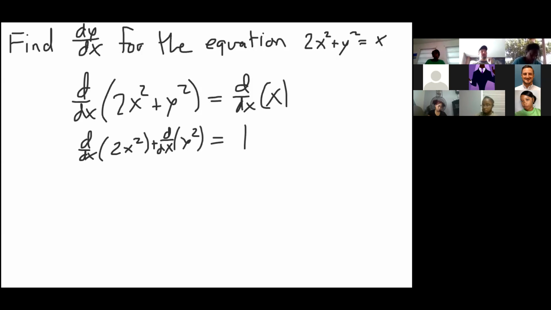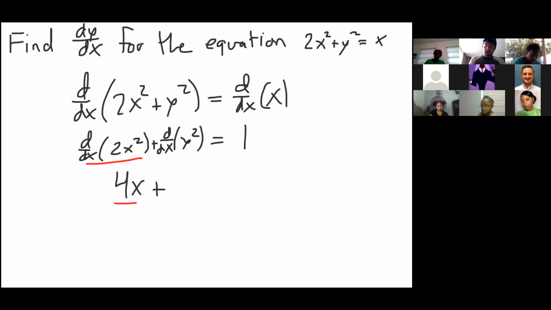And then again, I look at those derivatives I still have to calculate and say, okay, which is probably the easier one of the two? Well, we're used to x's. We're taking the derivative with respect to x. So I take the derivative of 2x squared, which is bring the exponent down, multiply by it, and subtract 1 from it. So I get a 4x for the derivative of 2x squared.